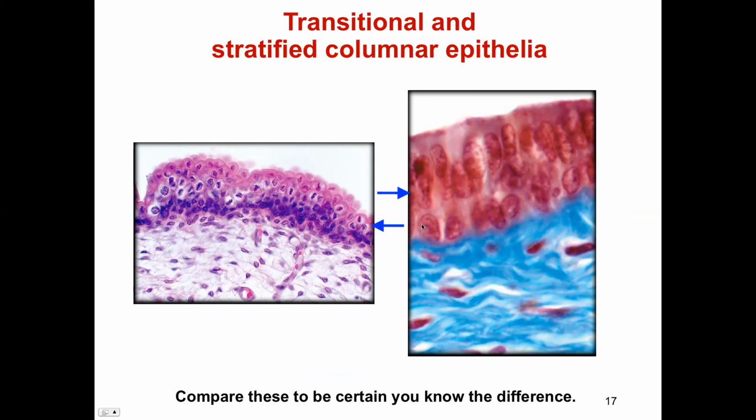So you can compare that to a stratified columnar, which also is unusual. I can't even think of where you're going to see a stratified columnar. If you Google it, you'll find out. You can let me know. That would be nice. Somebody do the Google and let me know where you'll typically find a stratified columnar epithelia, because right now it's not coming to me. All right, so hopefully that's good.